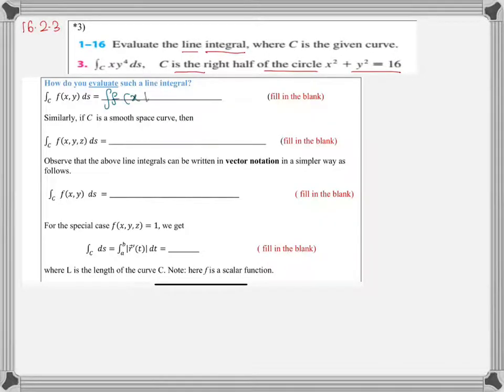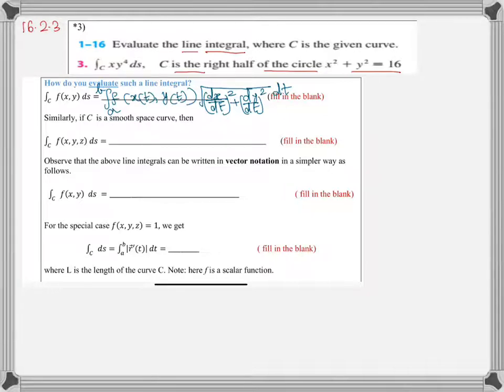So how do you evaluate such an integral? Integral over C of f of x, y ds equals integral of f of x of t, y of t. That means we are changing the curve to parametric form: x as a function of t, y as a function of t. ds, which is the length of the curve which we did earlier, is square root of (dx/dt) the whole squared plus (dy/dt) the whole squared dt, where C is a smooth space curve and t lies between a and b. So the integral is evaluated between a and b.